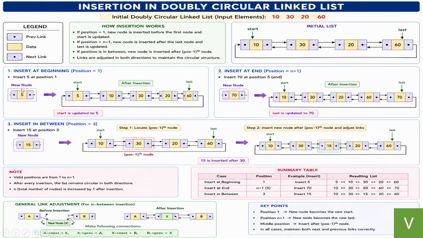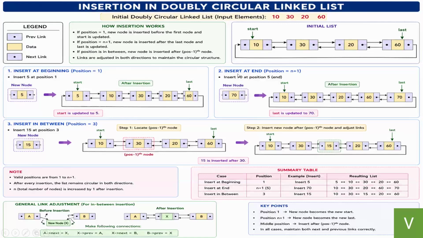First we will create an empty node using the malloc function, and then new node's plink is equal to last, and new node's nlink is equal to start, and then start's plink is equal to new node, and last's nlink is equal to new node. So these are the four updations we should do. And finally, we will increment the total number of elements.